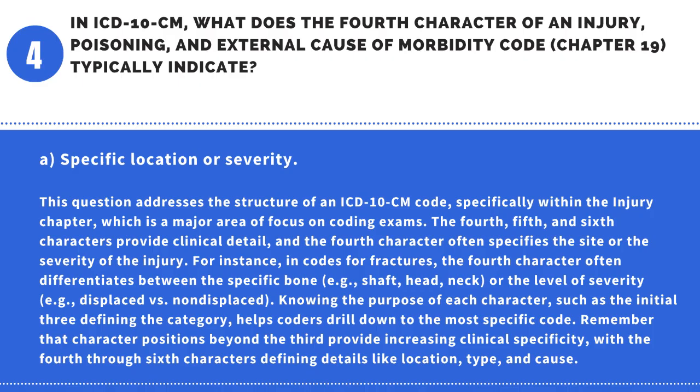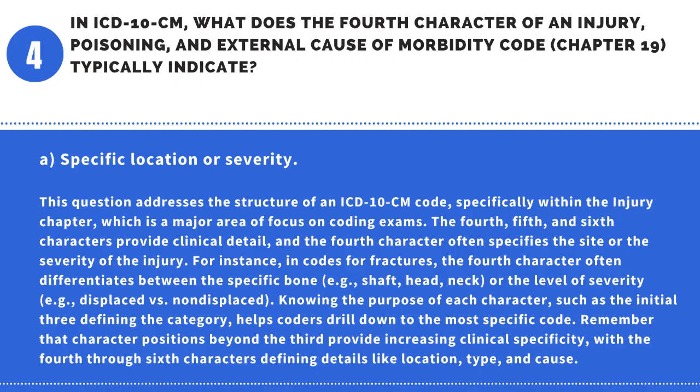Answer A. Specific location or severity. This question addresses the structure of an ICD-10-CM code, specifically within the injury chapter, which is a major area of focus on coding exams. The fourth, fifth, and sixth characters provide clinical detail, and the fourth character often specifies the site or the severity of the injury. For instance, in codes for fractures, the fourth character often differentiates between the specific bone site, e.g., shaft, head, neck, or the level of severity, e.g., displaced versus non-displaced.